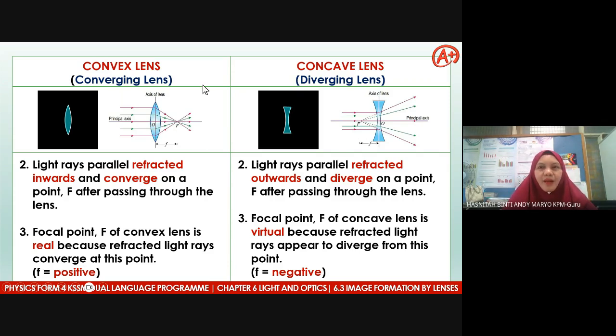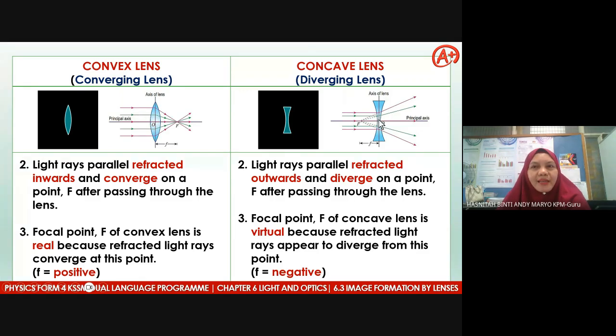While for concave lenses, we have parallel light traveling parallel to the principal axis. After it passes through the optical center, the light ray will be diverged. It will be refracted in the outwards direction. So we say the light ray diverges out from the lens as if it was diverged from the focal point in front of the lens. That's why we call the concave lens a diverging lens.